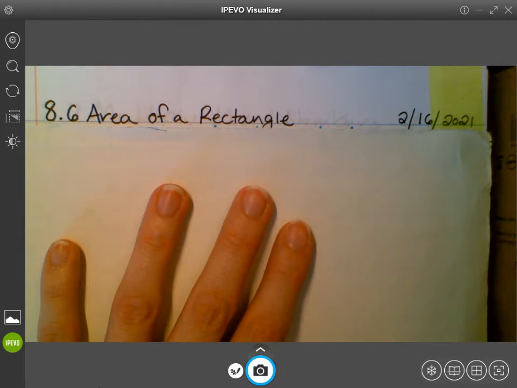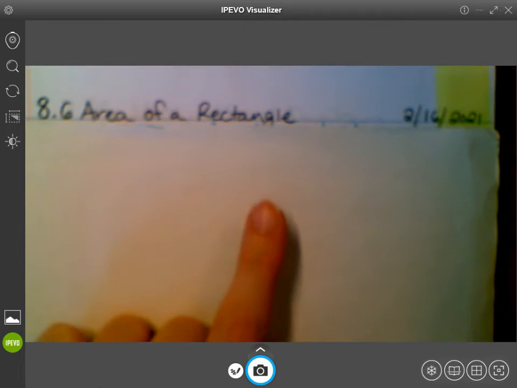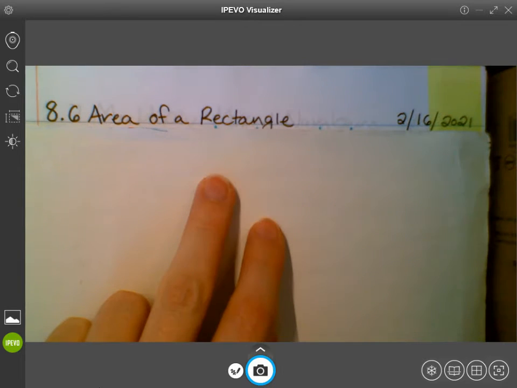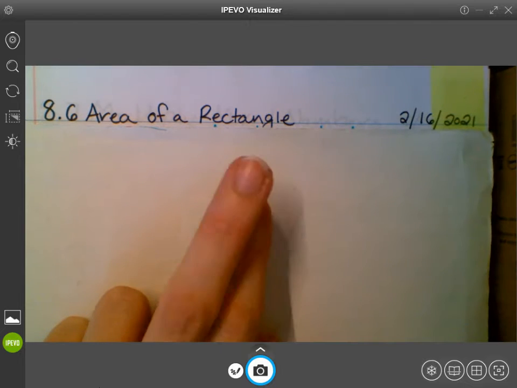So like I was saying, today we're going to be combining two skills. We're first going to be obviously using multiplying fractions, but then we're also going to combine that with finding the area of a rectangle. So we're combining those two skills together.